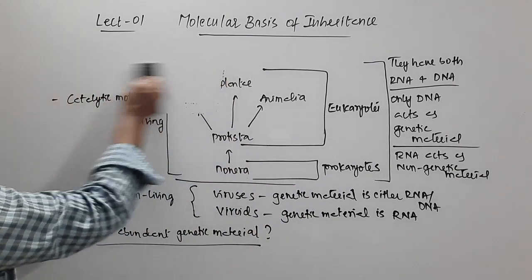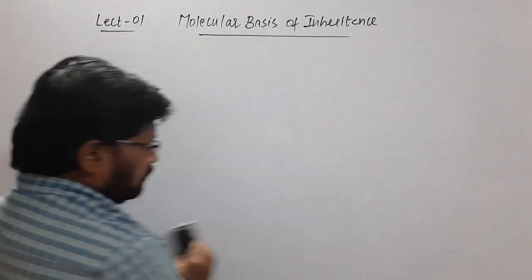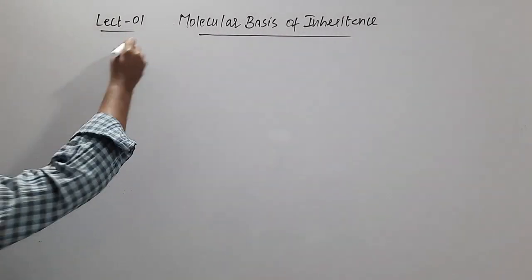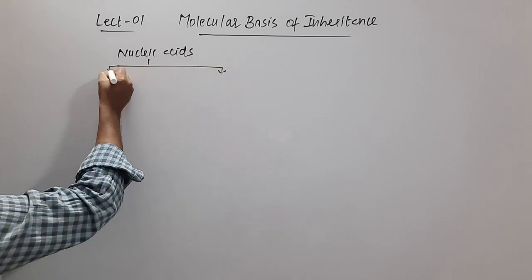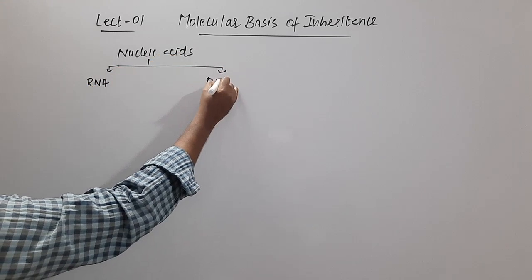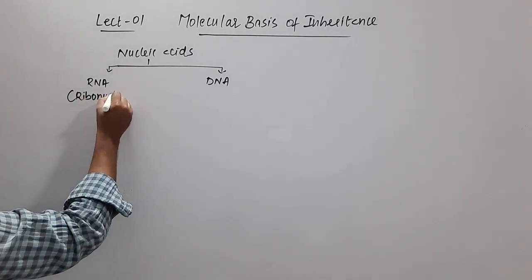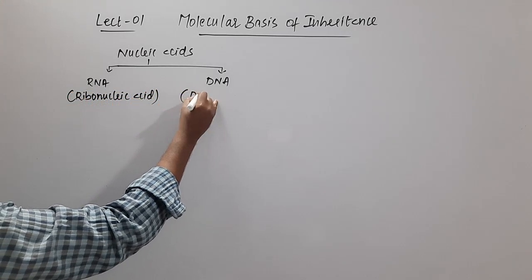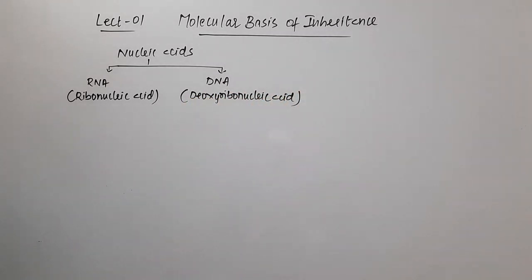Now let's see, RNA and DNA are what we call the nucleic acids. So the nucleic acids are RNA and DNA. The full form of RNA is ribonucleic acid, and the other one is called deoxyribonucleic acid. So we have two types of nucleic acids, and first we'll study DNA. Then later we'll discuss RNA.